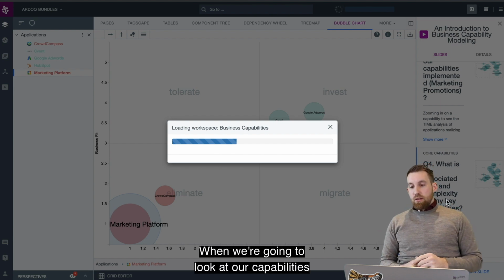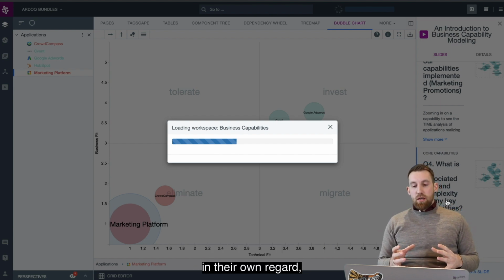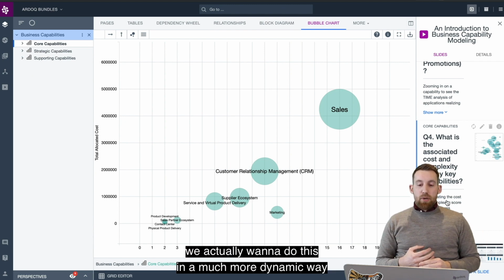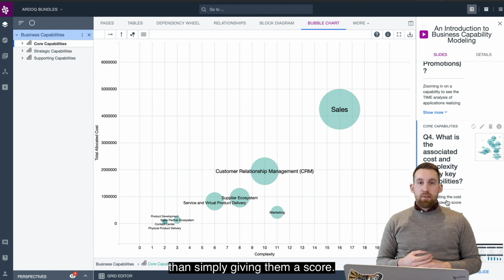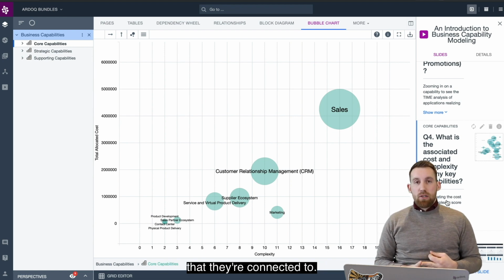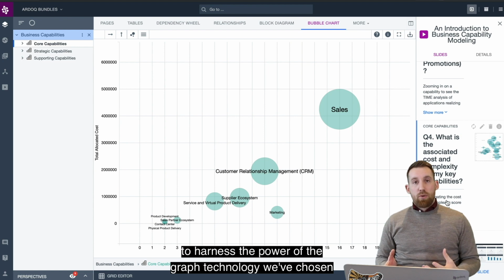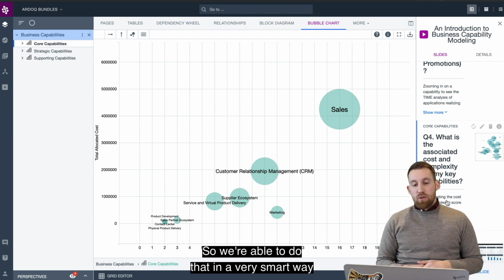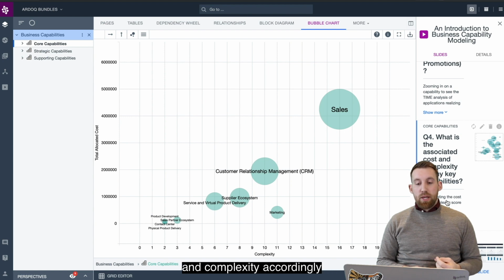When we're going to look at our capabilities in their own regard and understanding their complexity, we actually want to do this in a much more dynamic way than simply giving them a score. So the score on capabilities when it comes to complexity and cost is actually a calculation of the things that they're connected to. So again, this is the ability to harness the power of the graph technology we've chosen and roll up all that cost and complexity according to the relationships that those things have. So we're able to do that in a very smart way, but essentially then delegate cost and complexity accordingly.